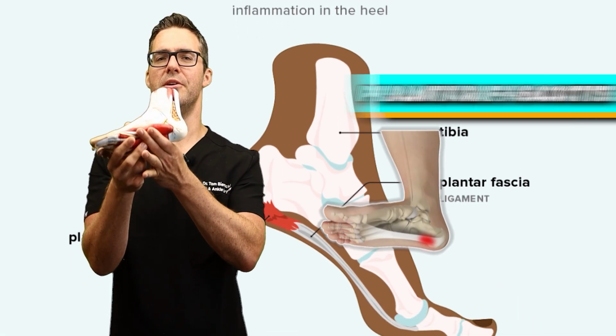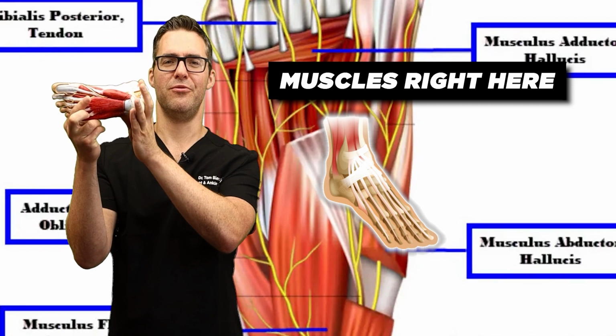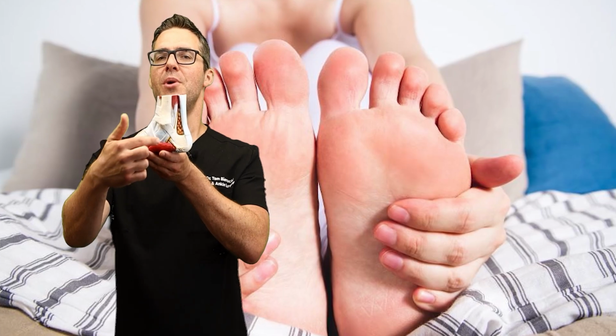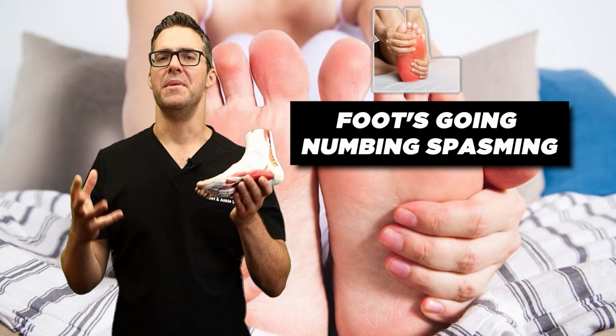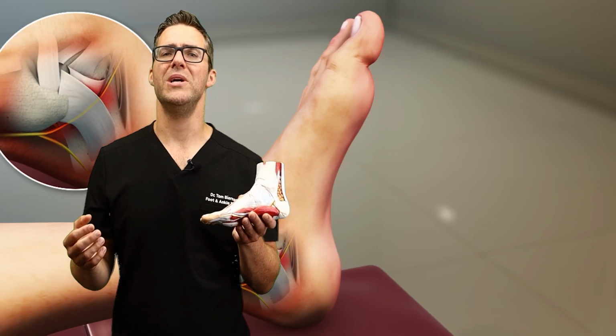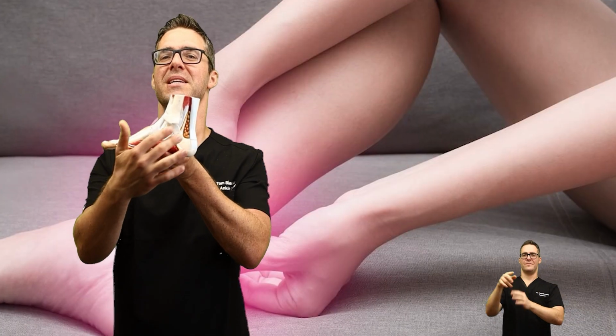You can also have plantar fasciitis. So you can see all these muscles right here on the bottom of the foot, that's your plantar fascia. It's actually a ligament, it's not a muscle. Also on the inside, if your foot's going numb, spasming, you can have your posterior tibial nerve, which is called tarsal tunnel syndrome. It's kind of like carpal tunnel in your wrist, but it's in your foot. Those are the most common problems.